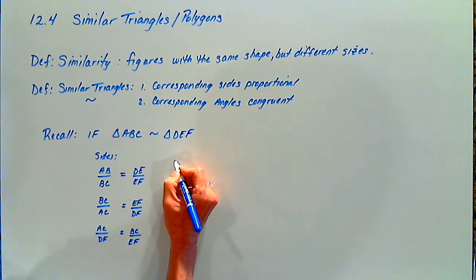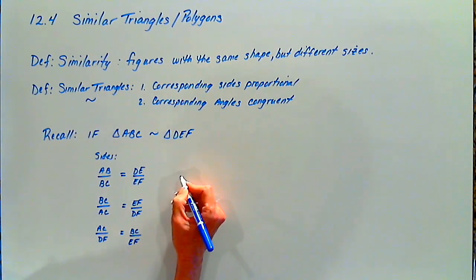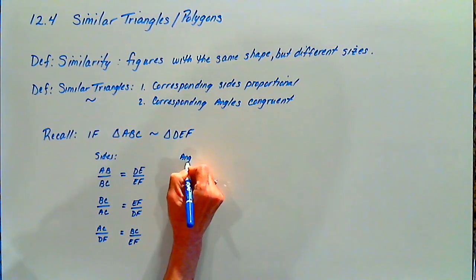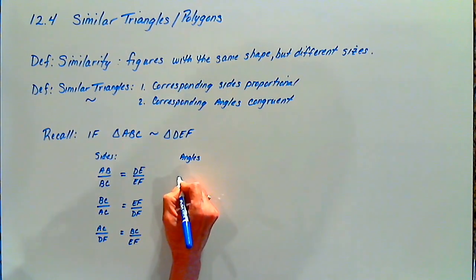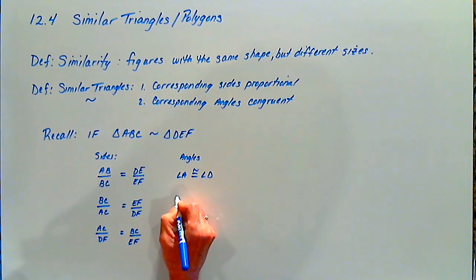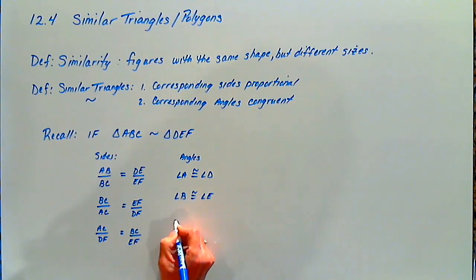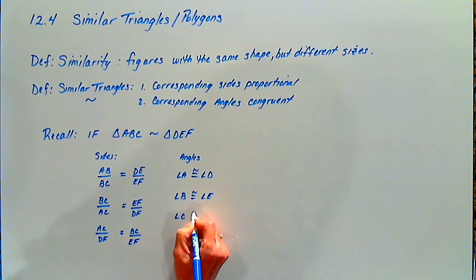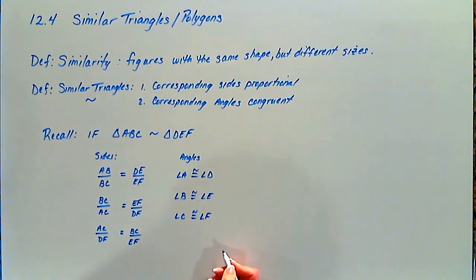The angles, however, there's far fewer options for the angles. For the angles, we only have three angles, therefore we only have three combinations. We would say angle A is congruent to angle D, angle B is congruent to angle E, and angle C is congruent, therefore, to angle F. Okay? So first of all, that's just a refresher in finding corresponding parts.